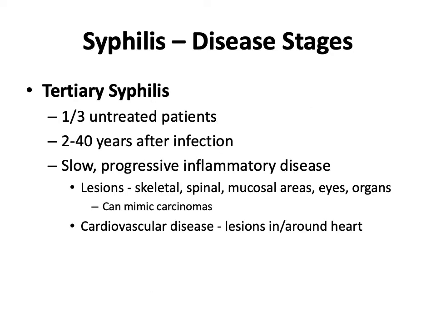The last stage, called tertiary syphilis, may occur anywhere from 2 to 40 years after infection if left untreated. It manifests as a slow, progressive inflammatory disease that results from years of irreversible structural damage by the organism. Nowadays, tertiary syphilis is rare because of widespread availability and use of antibiotics.